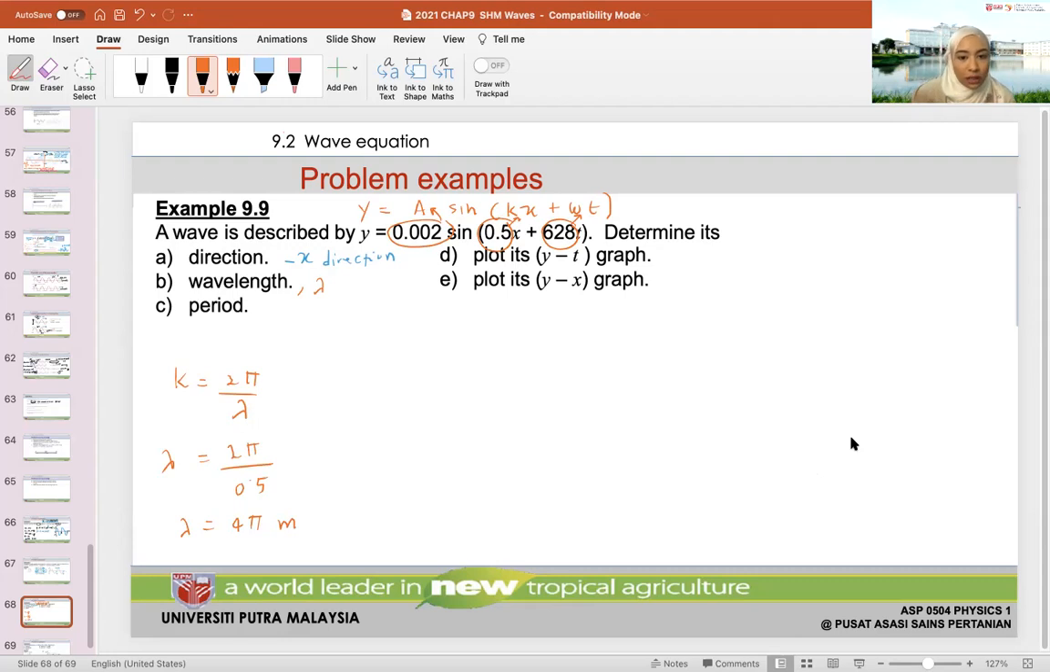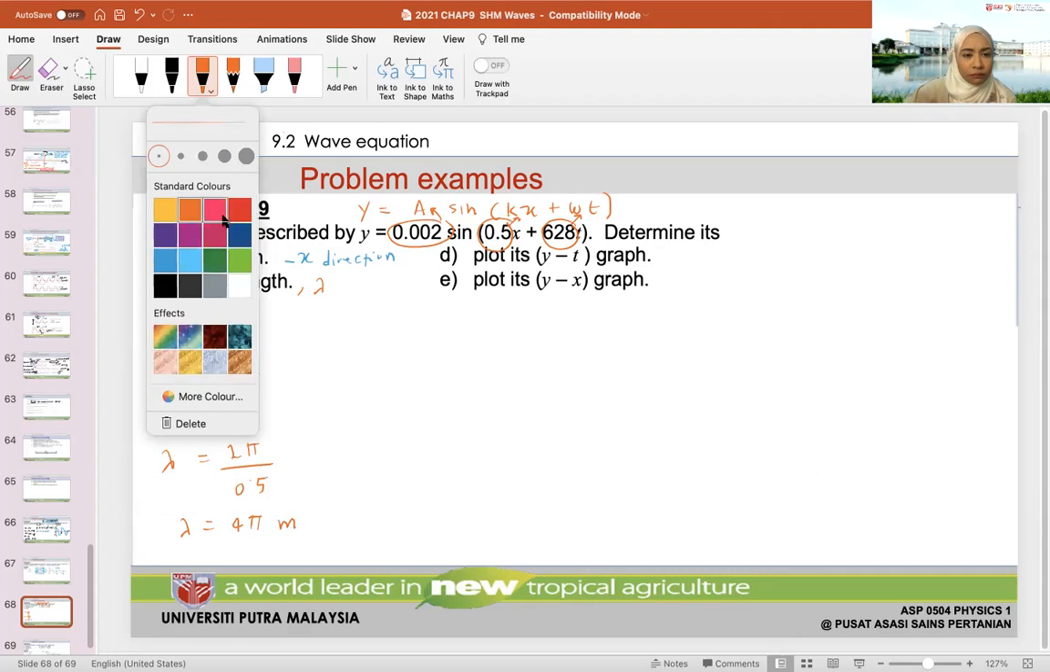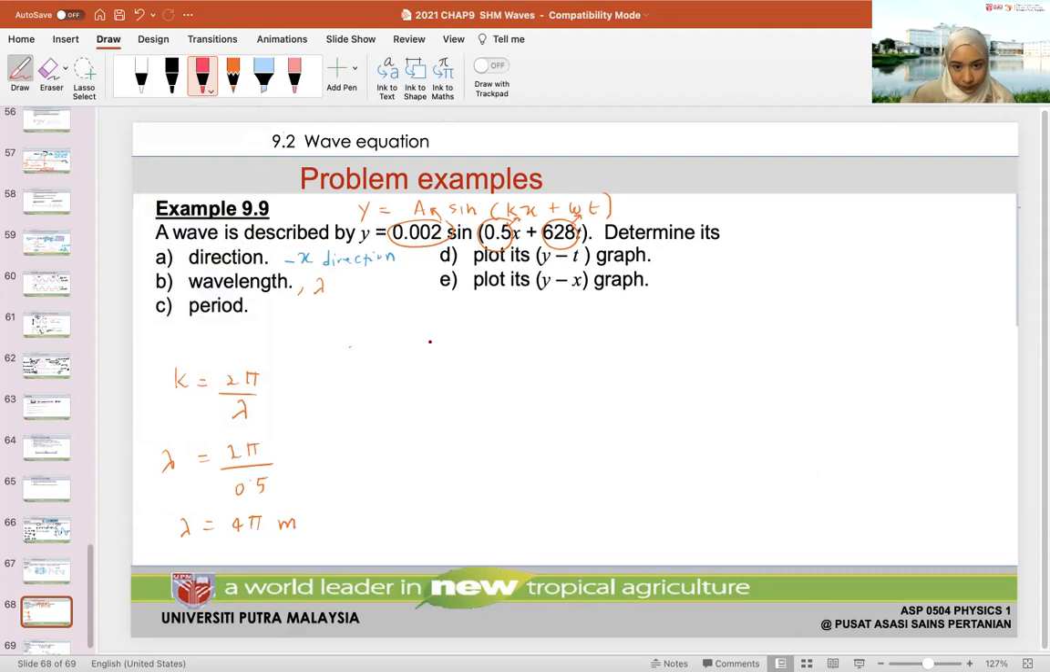Faris, what is my period? What is my period, Faris? Are you there? Yes, doctor. Okay. How do we find it? Wait, I'll calculate. Use omega. Okay, omega is equal to? Omega equals 2 pi over T. So what is the omega in this case?